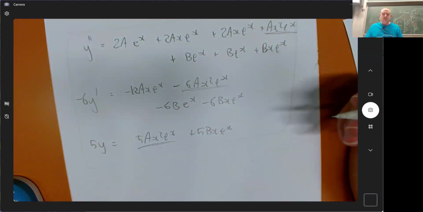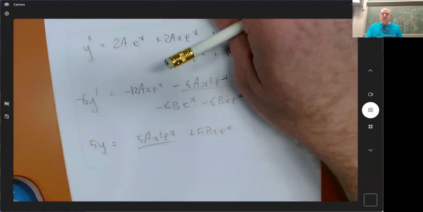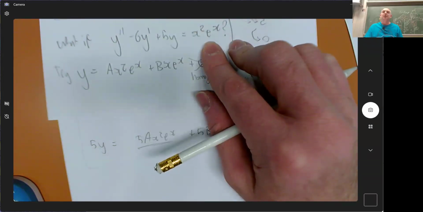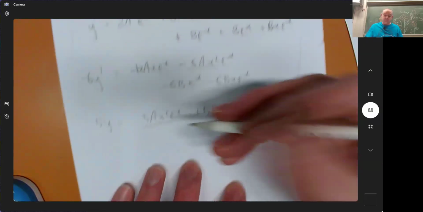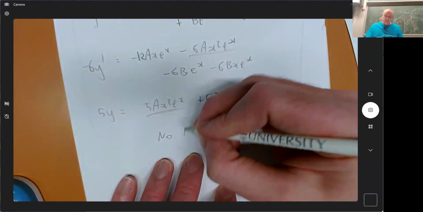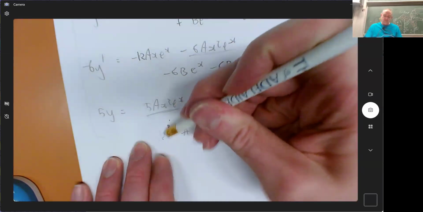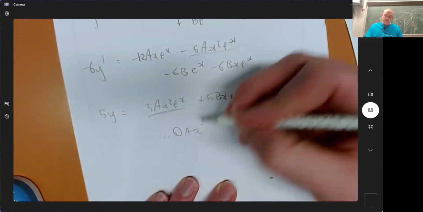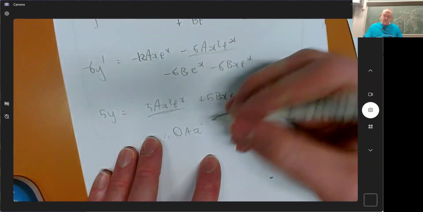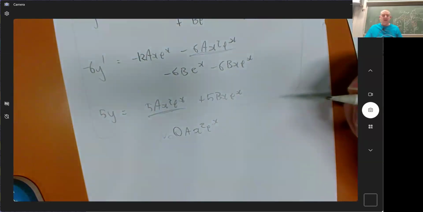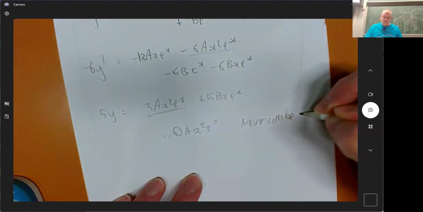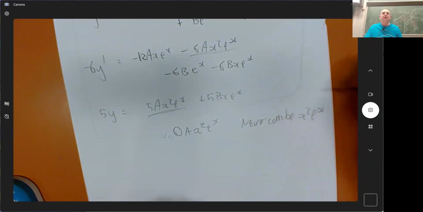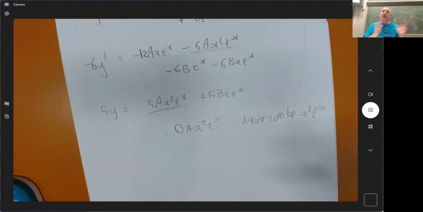And so I end up with no x squared e to the x's, but it's supposed to work out to x squared e to the x. So it completely failed. Oh, damn it. So there's 0 ax squared e to the x's, and so that's never going to be equal to x squared e to the x, is it? Damn it. Okay, so I told you I was worried that I might need a whole extra one.